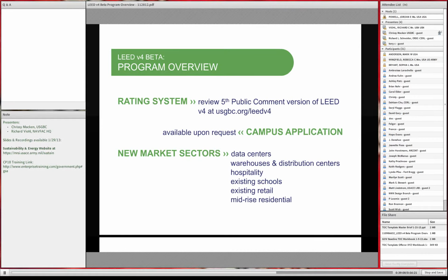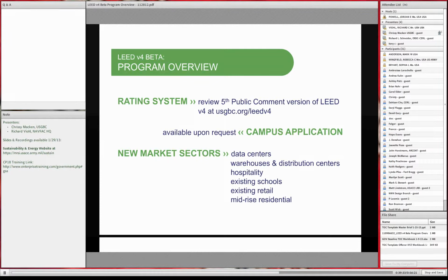So for projects that are looking to participate at this point, all of our 61 projects are using the 5th public comment version of the LEED version 4 rating system that's available online. We do expect that this is either the or a very close to the version of the rating system that will go to ballot. We also have the campus application of the credits available.